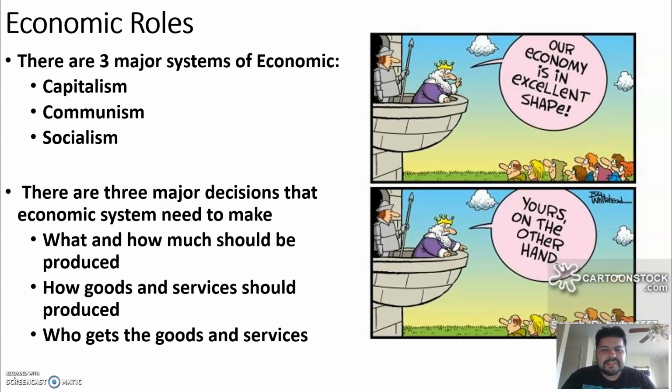The last one is this: who gets the goods and services? Are you going to sell them to just the highest bidder, or are you going to sell them at a standard price? Are you going to sell them adjusting to the wealth of whoever's buying it, so the poor pay a lower price and the rich pay a higher price? How are you going to do that? Also with the services, are you going to provide your services the same for everybody, or if you pay more, you get better service, and if you pay less, you get lower quality of service? Those are the kinds of questions that governments ask themselves.